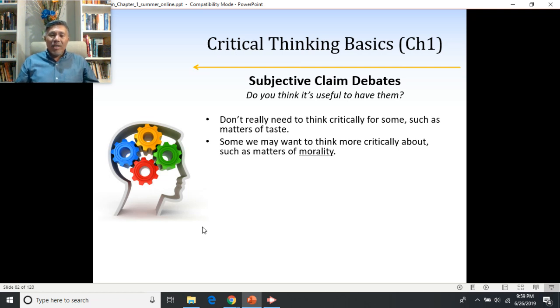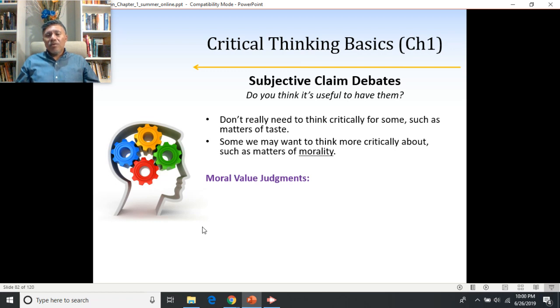However, some subjective claims, like claims about right and wrong, morality, ethics, are important claims to debate about. What's the right thing to do? What's the morally right choice? It's useful to talk through reasons to believe choice A versus choice B, right? There may not necessarily be an objective fact about whether or not a certain action is morally correct or not, but it's useful to debate it so we can better clarify for ourselves what we think the right choice would be.